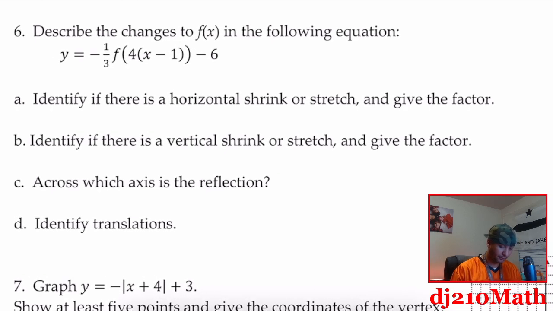All right, describe the changes of 2f of x in the following equation. Okay, identify if there's a horizontal shrink or stretch, and give the factor. So it's 4, right? Big number, inside lies. So big number is a shrink by a factor of 1/4. All right, it's a shrink, and the factor is 1/4.